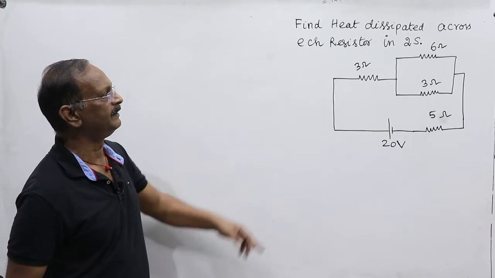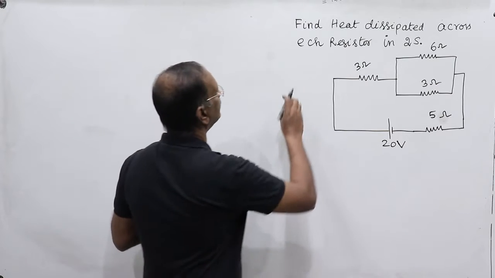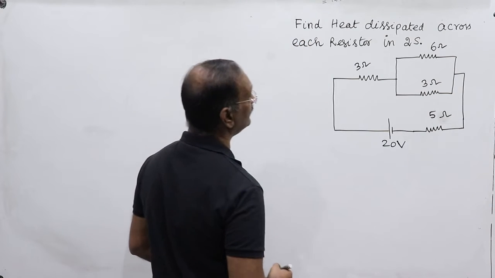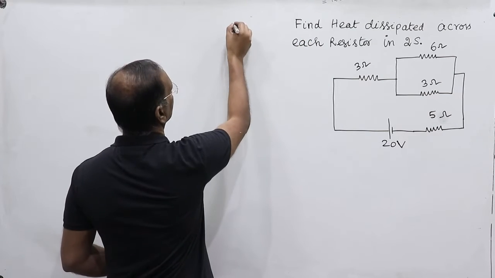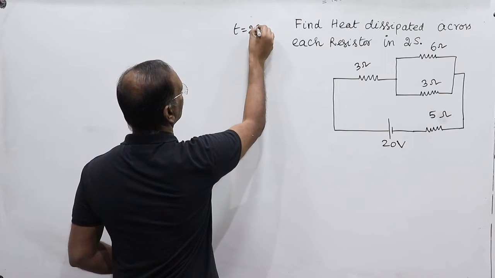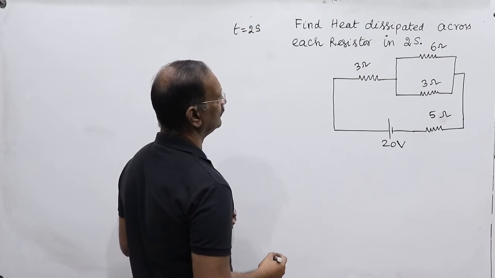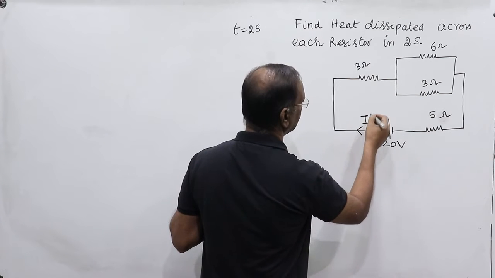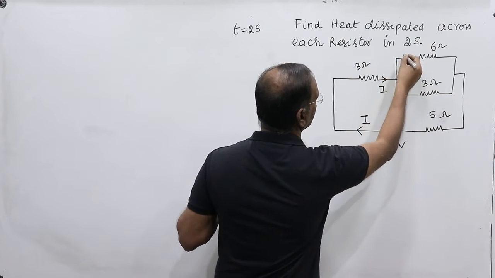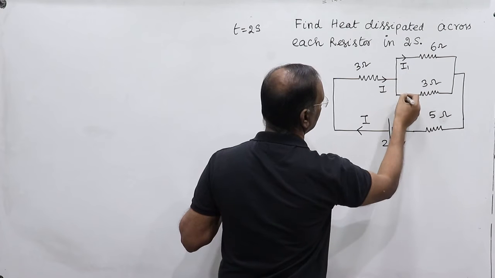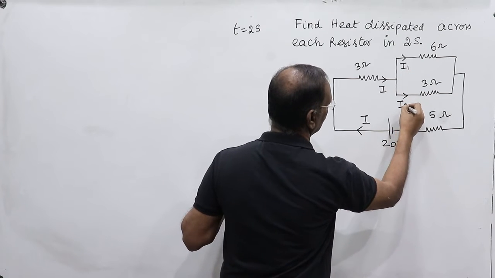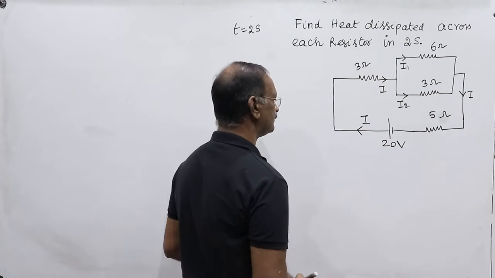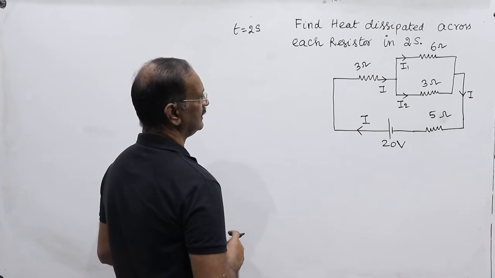Find heat dissipated across each resistor in 2 seconds. See here, time given is equal to 2 seconds, and for heat, first of all let us find out, this is giving a current of I, this is I, it is going as I1, then I2, then again it falls as I. So first we have to find out the net current.